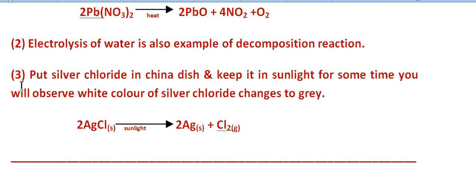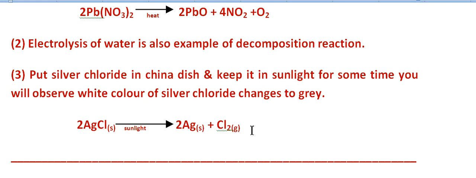Another activity we can do is to put silver chloride in a china dish and keep this china dish in sunlight for a few minutes. After some time, you will observe that the white color of the silver chloride will disappear and a gray color will appear. The reaction for this is mentioned here: 2AgCl will give 2Ag plus Cl2. This is also an example of a decomposition reaction.